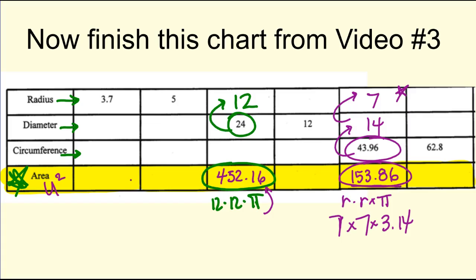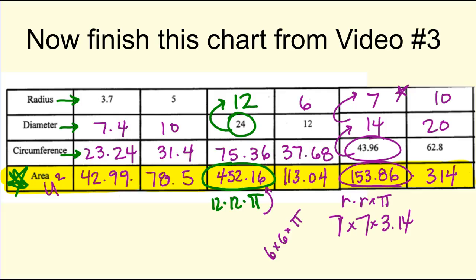So there are 1, 2, 3, 4 more for you to do. Finish filling in the rest of the chart, and then pause and we'll come back and check. So I filled in the rest of the chart too, which you should have already done in video 3, but make sure that you got these answers for your areas. Radius times pi. And that's the end of video 4, area of circles.